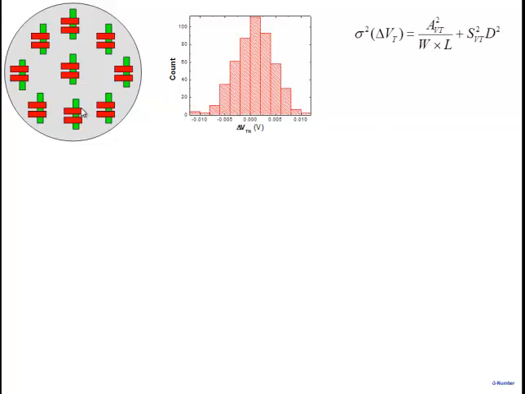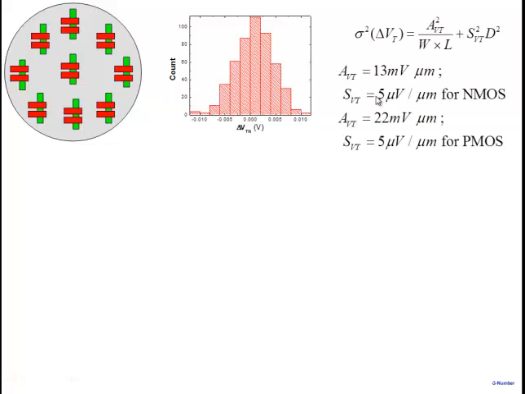So if you want to minimize the mismatch, we know what we have to do: make areas large. AVT is something that you can't touch. You can ask a process engineer to give you a very small value of AVT, but once you choose the technology, AVT is fixed, SVT is fixed. So what is under your control is the size of the transistors and the separation between them. These are some typical values for an older technology.